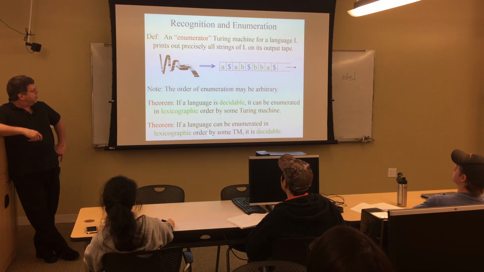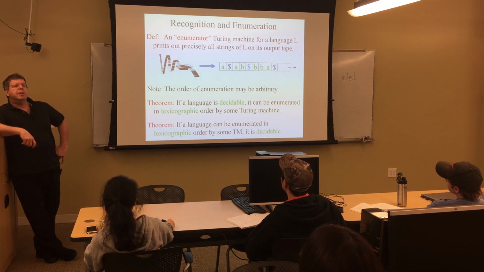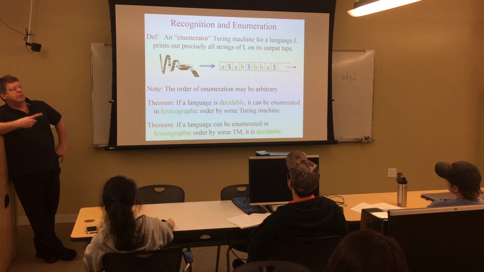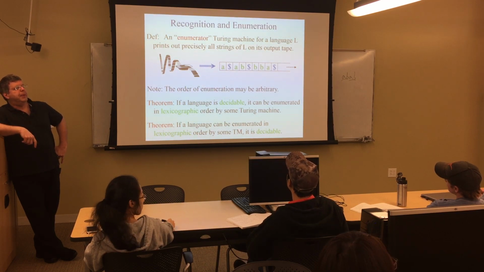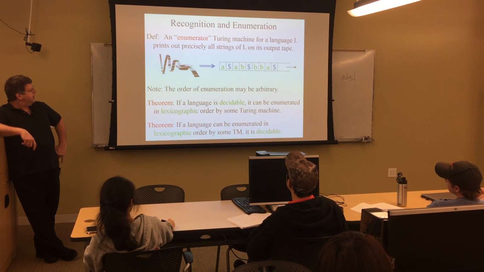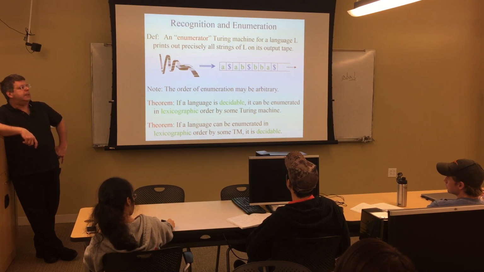Okay, why is the second theorem true? If a language can be enumerated in lexicographic order, it's decidable. Any thoughts? All right, go for it. You can enumerate all possible things, and you know that if it doesn't halt, then you know that it's undecidable. So you know that it halts.